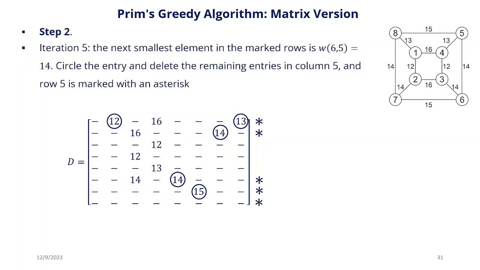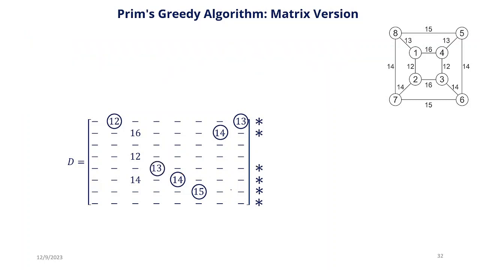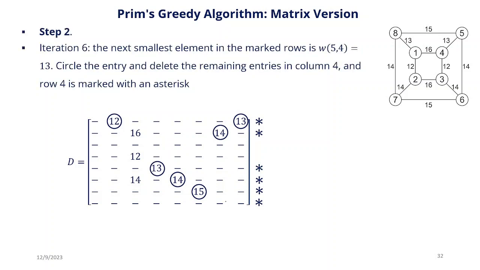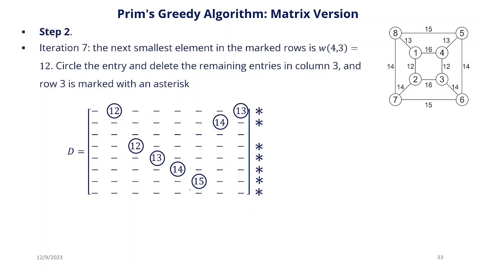Among all the asterisked rows and the ones that have not already been circled, which one is the smallest? 14. So we are going to circle 14 and delete everything in column 5. And which row are we now going to asterisk? Row 5, of course. And we'll move ahead from there. Among all the asterisked rows, the smallest entry is 13. So we are going to circle 13 and delete every other element in the column where 13 is, and that is column 4. So which row are we now going to asterisk? Row 4, of course. We'll continue from there.